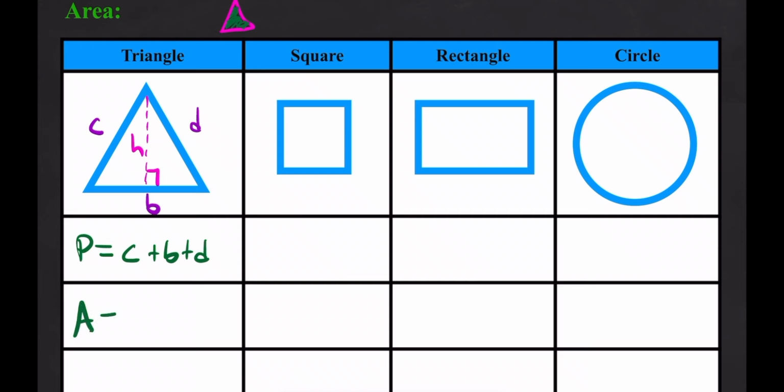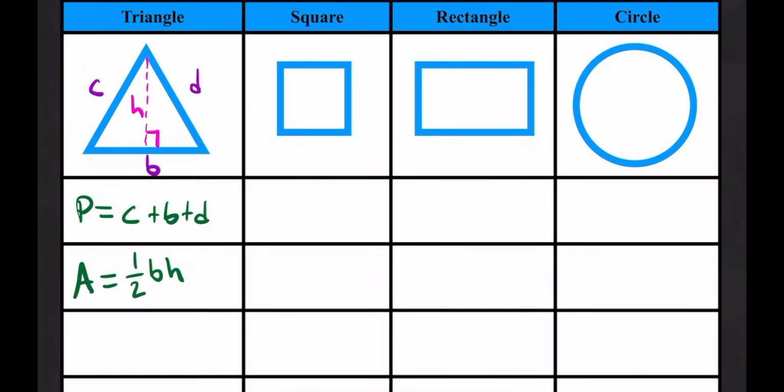For area of a triangle, this is actually half of the base, half times base times the height. You could also look at this as B times H divided by 2. Base times height divided by 2. Either way, it means the same thing. That's how you find the area of any triangle. Half base times height. How you find the perimeter of any triangle is just add up all the sides.